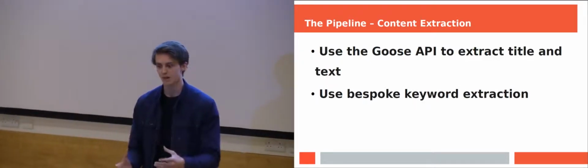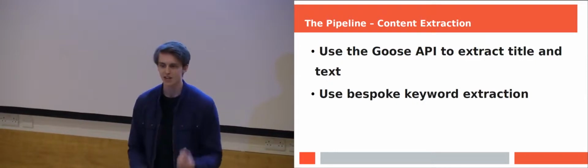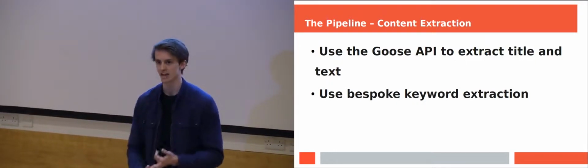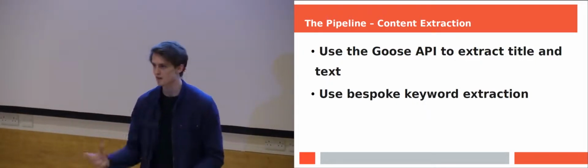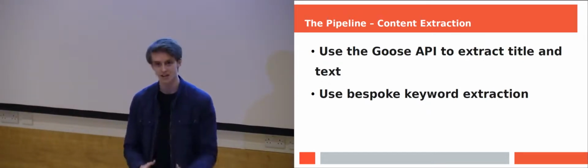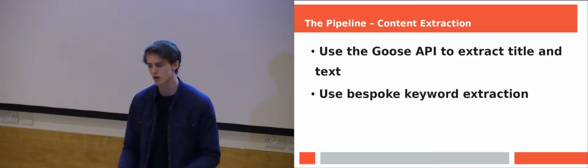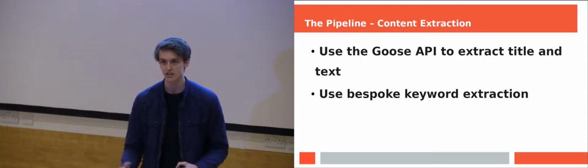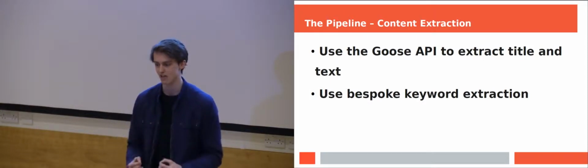The first stage of our pipeline is content extraction. The main thing we need here is we need the title, the text, and keywords. We tried a lot of different APIs for this, but the keyword extraction was really bad. Like a lot of the meta tags that people use are just really poor. So we use a very simple API, Goose, in order to get out the text and title.